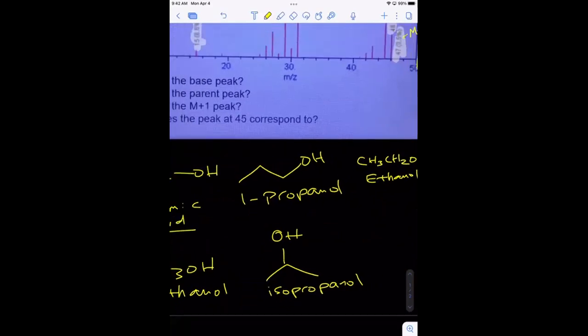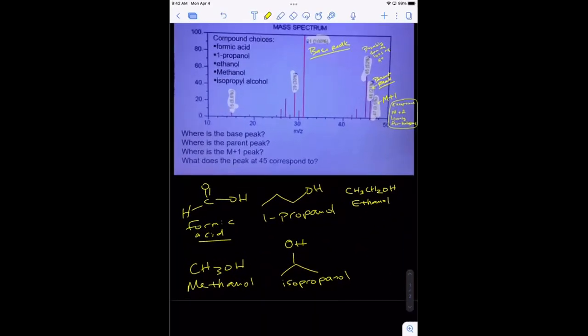So you got all these different compounds. The question becomes, which one of these compounds does this spectrum correspond to? So what we want to do is we can rule out a few of these, quite a few of them. So can somebody look up the molecular weight of formic acid? Have somebody look up the molecular weight of 1-propanol and isopropanol. They should have the same molecular weight. And have somebody look up the molecular weight for ethanol and methanol. All right, real quick. We got 7 minutes left.